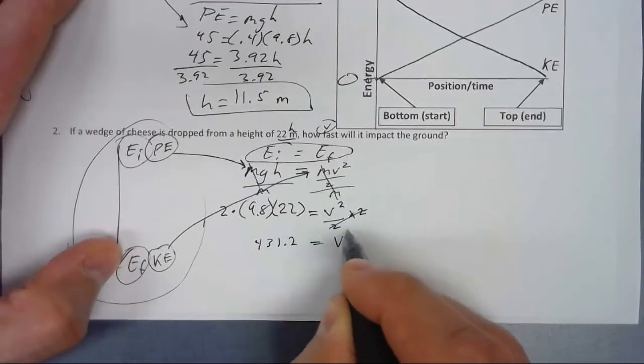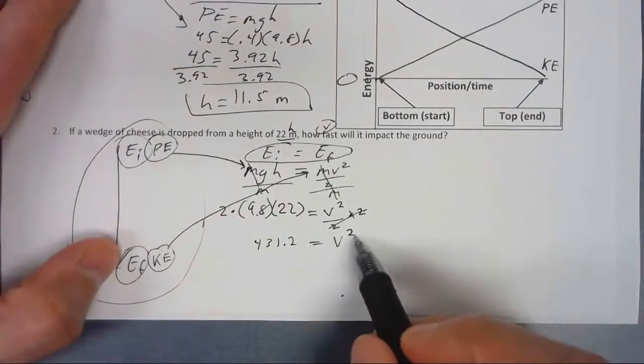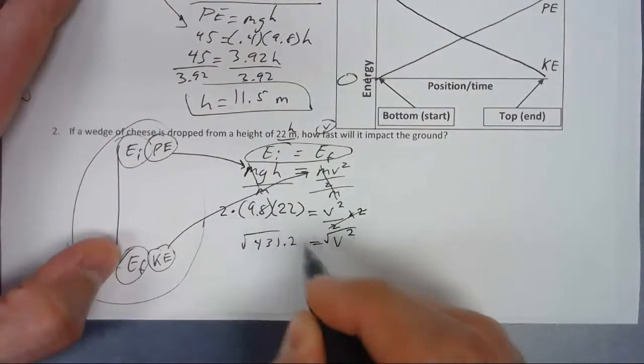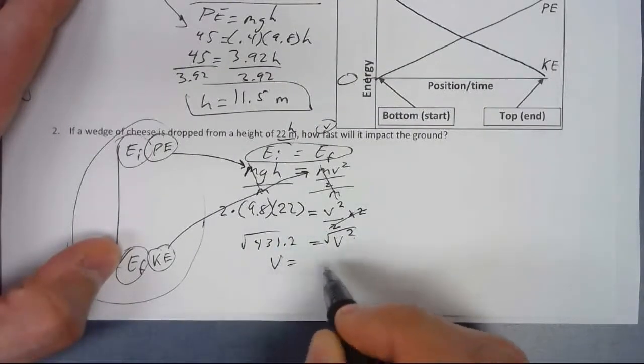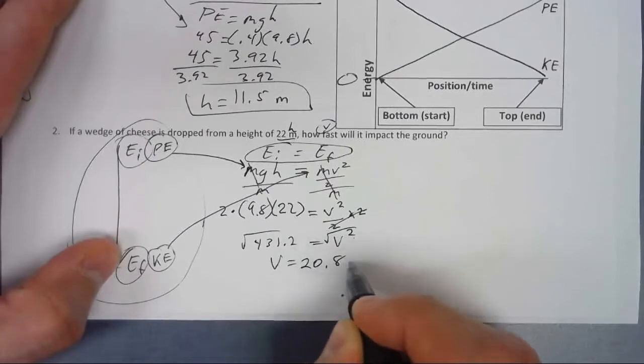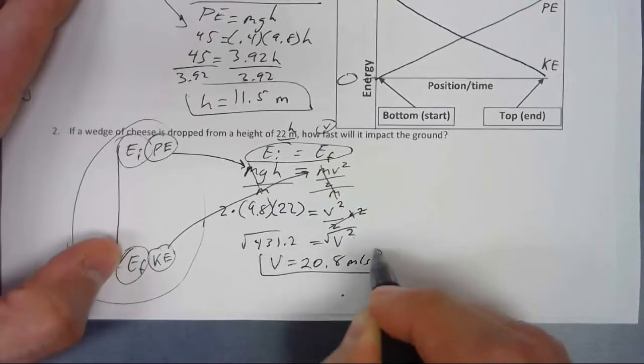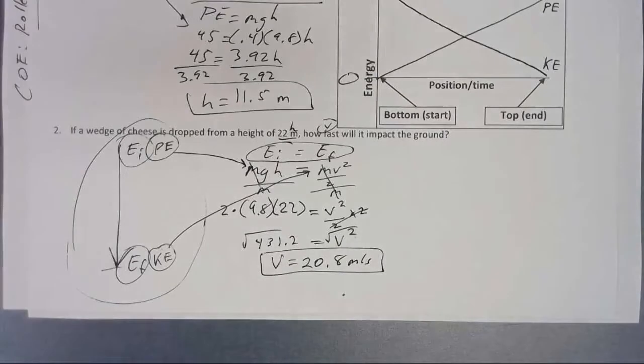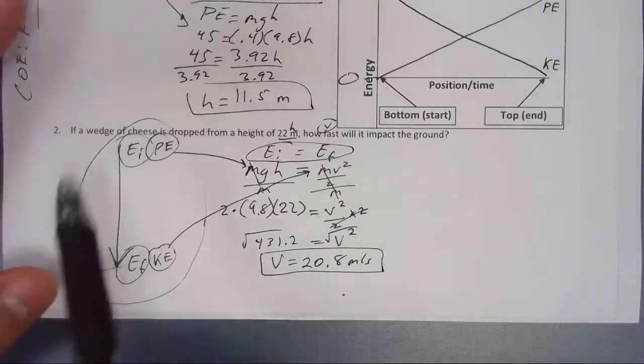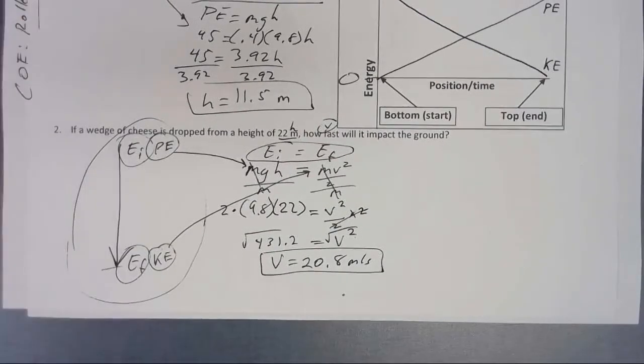Still left with v squared on that side. Got to get rid of the squared. Take the square root. Square root of 431.2 is 20.8. That is our answer. If you drop a wedge of cheese or anything, it doesn't matter what it is and it doesn't matter how much it weighs, as long as it's a closed system and there's no air resistance, you drop it from a height of 22 meters, it hits the ground at 20.8 meters per second.